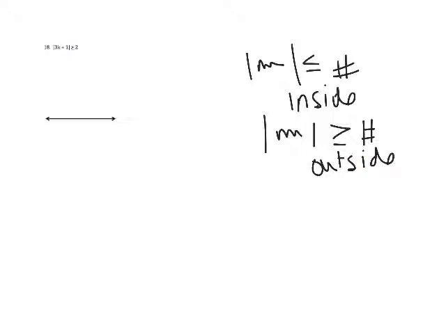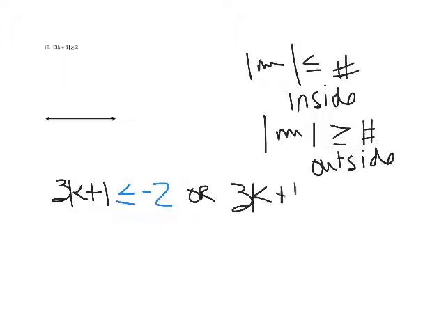So really what you're going to do is write two inequalities. You've got your 3k plus 1. Your first inequality, you're actually going to write less than or equal to, and you're going to take that number and make it negative. So less than or equal to negative 2, or 3k plus 1 greater than or equal to 2. That's the easier one to write. It's just the expression greater than or equal to whatever was already there.